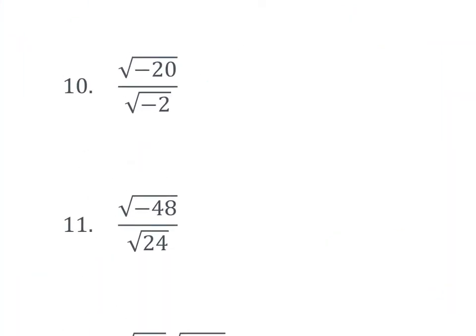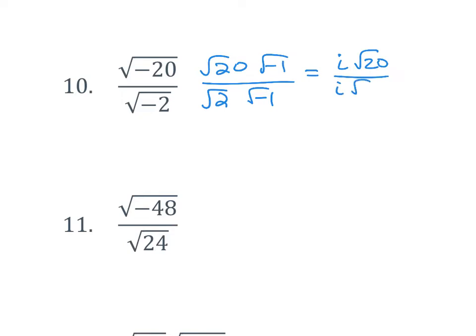Again, I'm going to do the same thing. I'm going to break the 20 into 2 times negative 1, and the 2 into 2 times negative 1, the negative 2. So again, this is going to become i square root 20 over i square root 2. Now, at this point, I can divide those positive radicals and get a square root of 10. I can also simplify the i's, and they become 1s. And then 20 divided by 2 is square root 10.